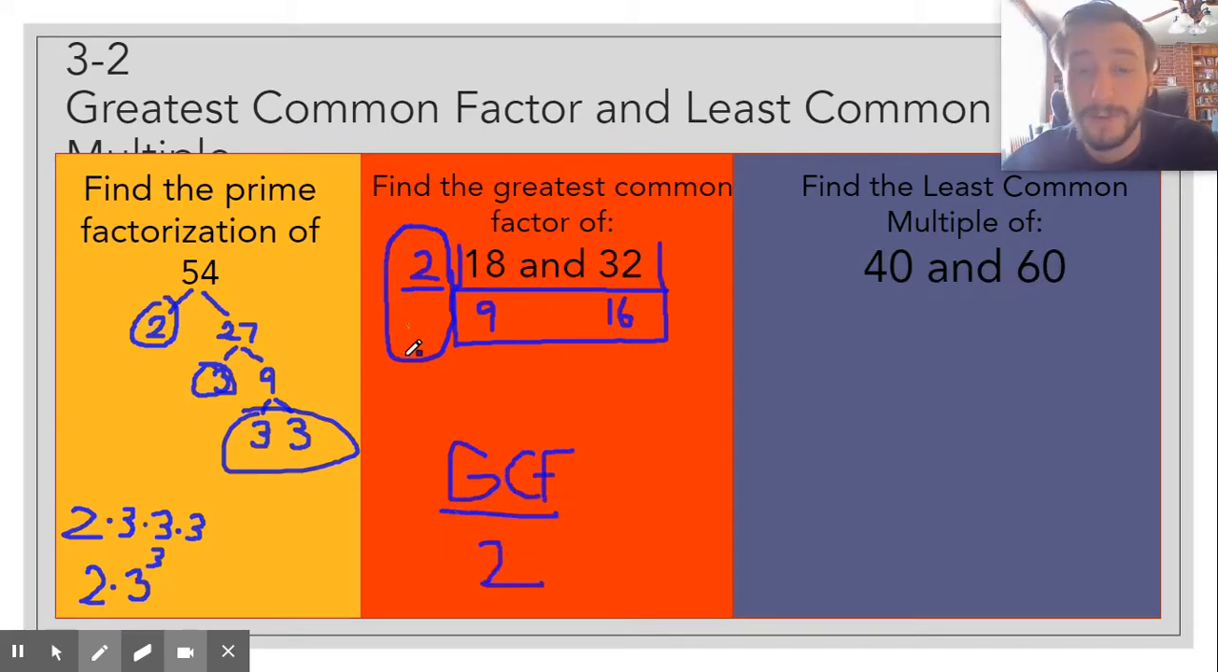If there were other numbers over here, you would just multiply the numbers on the left. That's it. But in this case, it's just 2. Now let's find the least common multiple.